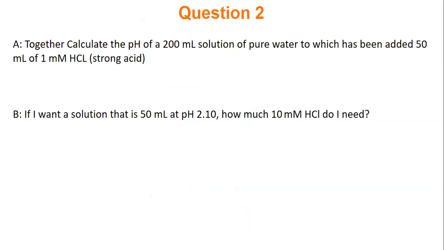All right, so I have, let me get my pen for 2A. I have a solution that is 200 milliliters of water. To that solution, I add 50 milliliters of 1 millimolar HCl. All right, so that's going in there. And that is a strong acid.